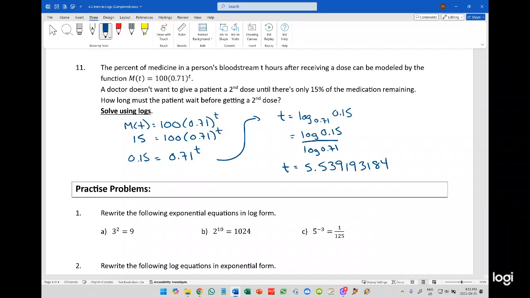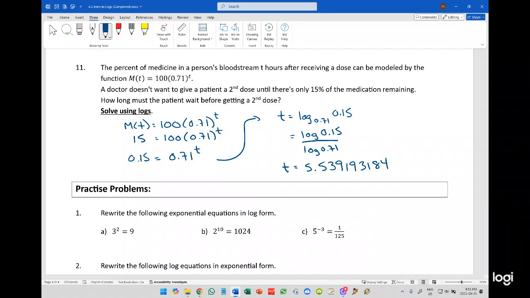5.539193184, which again, just over 5.5, which last time we said it was between 5.5 and 5.6, and that was after 5 trial and errors. Here we basically did 2 extra lines where we converted from exponential form to log form, and then we converted the weird base log into regular logs, and then just plugged into our calculator.